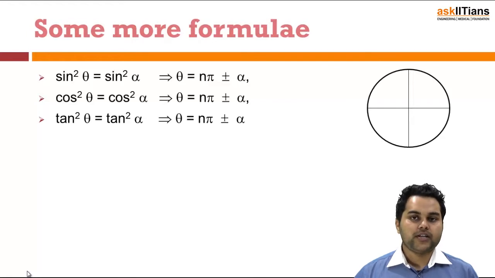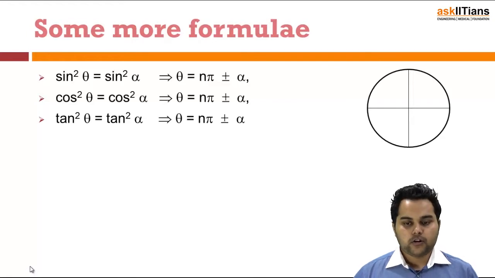Now the next formula that we are going to discuss here is sin square theta is equal to sin square alpha, giving me a solution of the form theta is equal to n pi plus minus alpha. Now why is it so? We will have a discussion on that.